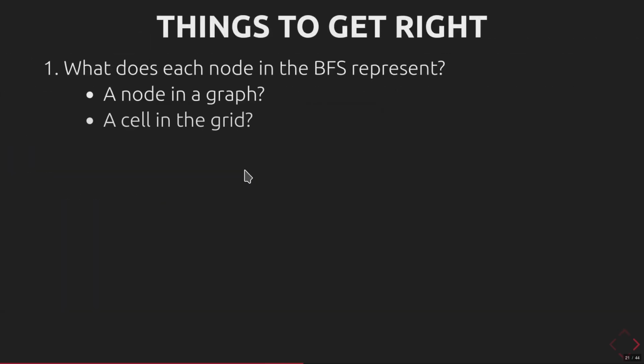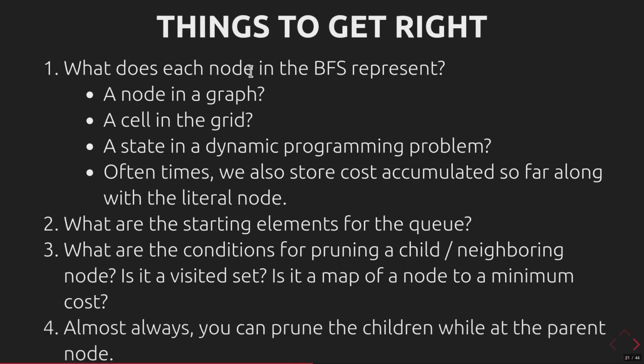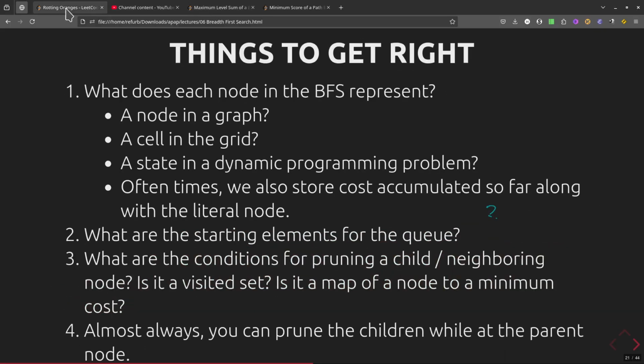Yeah, the 4 things to get right is you want to know what each node is in the BFS. Here it's simple. We're still keeping it simple right now. And you want to care about what the starting elements for the queue are. In rotting oranges, it's wherever you have the 2. And we'll look at conditions for pruning a child, which we'll also practice here, and how to keep track of which ones are visited.